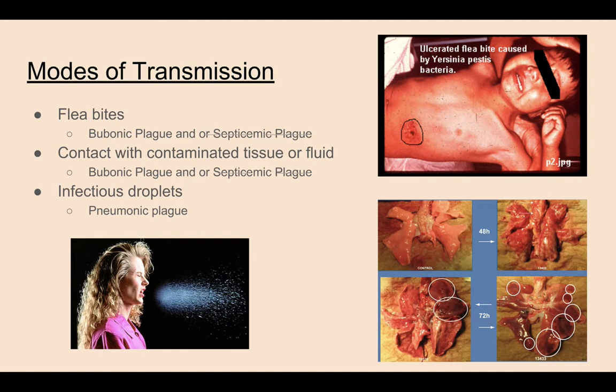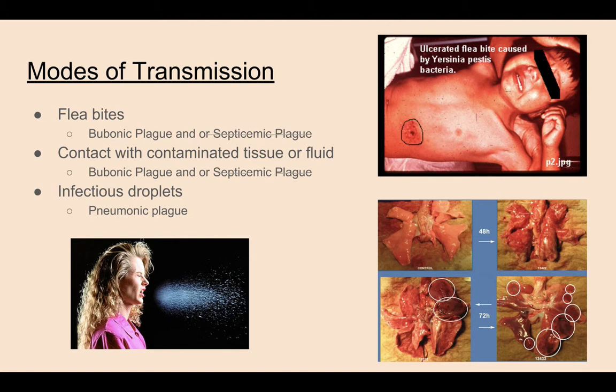Some modes of transmission are through flea bites, contact with contaminated tissue or fluid, and infectious droplets. So the most common type is through direct infection caused by flea bites and contact with host animals. The bubonic plague and the septicemic plague are caused by this. So if a flea were to bite a human, they would get this disease. If a human were to get in contact with some sort of tissue that had this disease or fluid, they would get this disease as well.